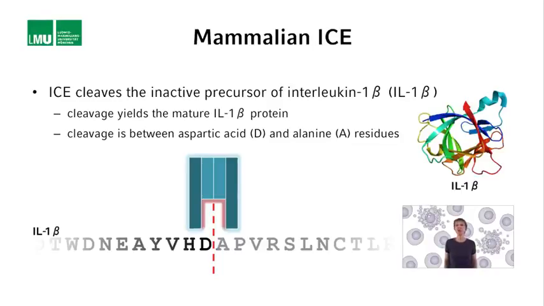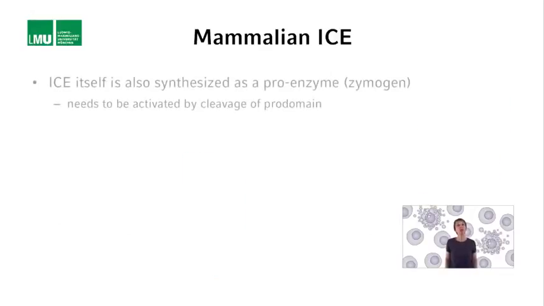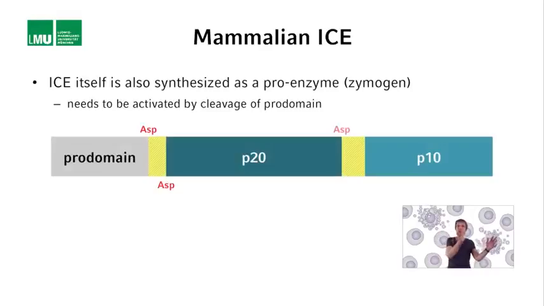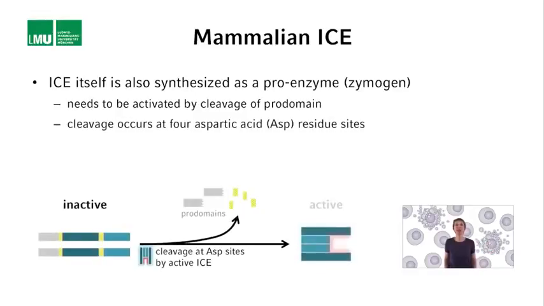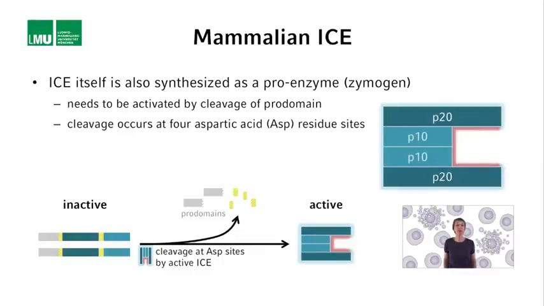In addition, it was known that ICE is synthesized as a proenzyme or zymogen, which needs to be activated by proteolytic cleavage. This cleavage is done by mature active ICE protease, and the cleavage occurs at 4 aspartic acid residues within the ICE protein. The mature ICE protease is composed of 2 subunits, a P10 and a P20 subunit.